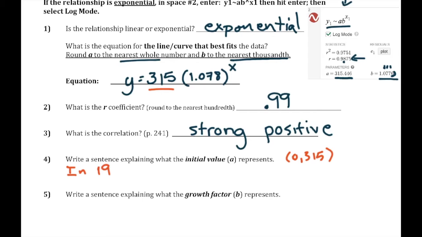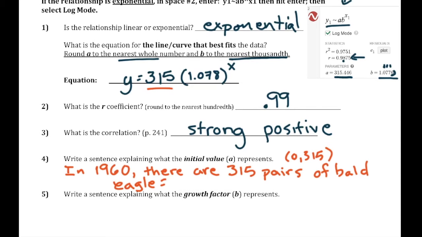So that's how we're going to start here. In 1960, there were, and then we would say 315, because that's our y value, pairs, because this is what it represents, pairs of bald eagles. So in 1960, I should have said were 315 pairs of bald eagles.